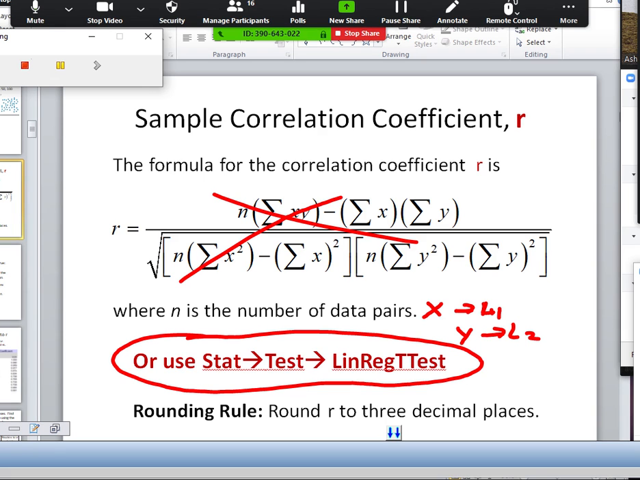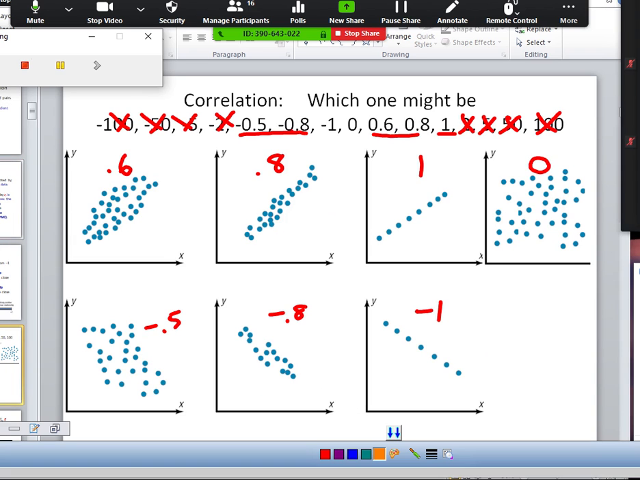The other thing about R that we're going to take a look at is how to find it. It should be between negative 1 and positive 1. Incidentally, this will be on your exam, something like this, and it should be the easiest 3 or 4 points you get on the exam. So make sure you understand that and know that.